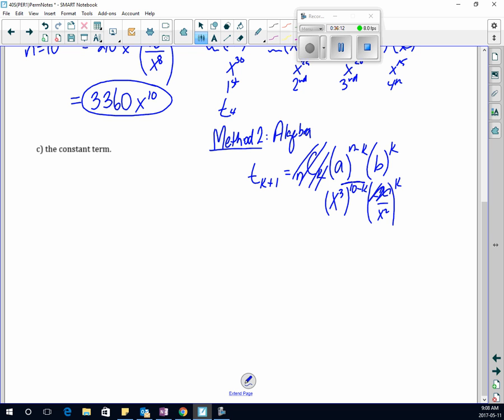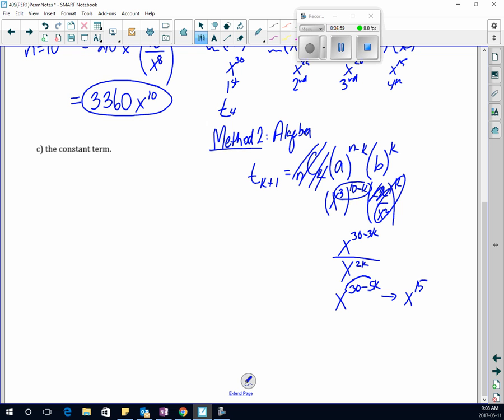So if I simplify this, what do I get here? x to the power 30 minus 3k, and what do I get here? x to the power 2k at the bottom. Yes? What does that simplify to be? x to the power 30 minus 5k. Does everybody see that? Because when you're dividing, you subtract the exponents, right? Okay, so does everybody see that this is supposed to match x to the power 15?